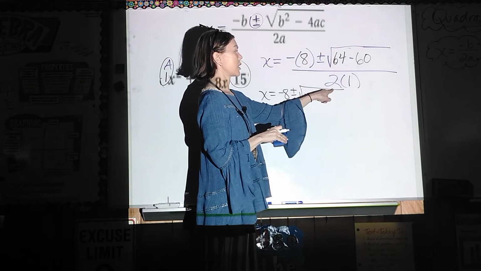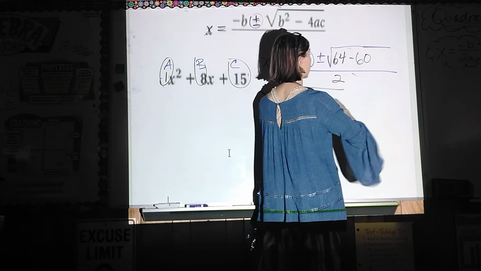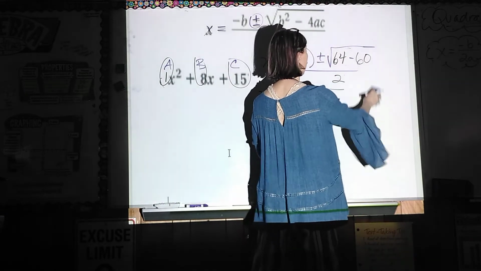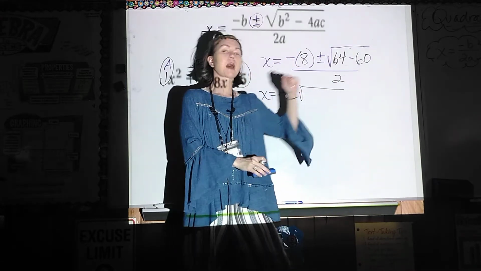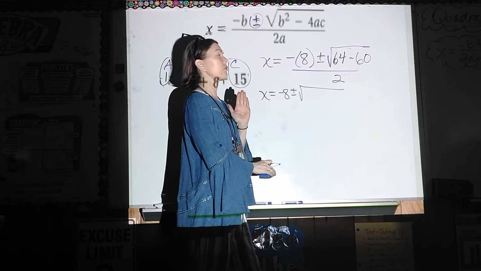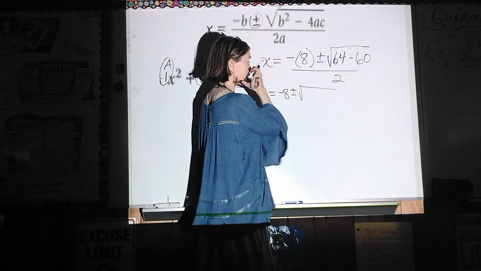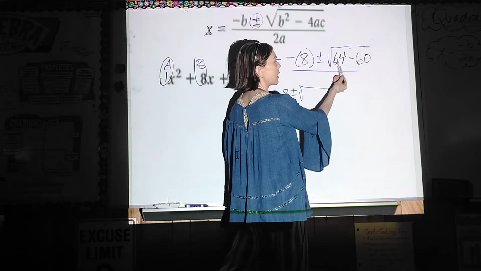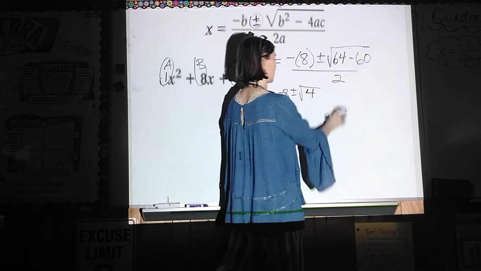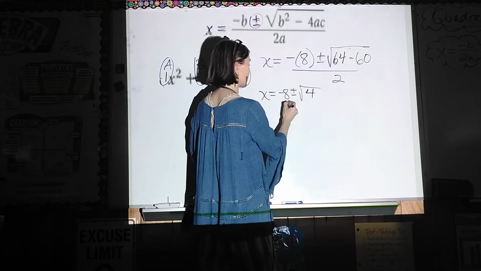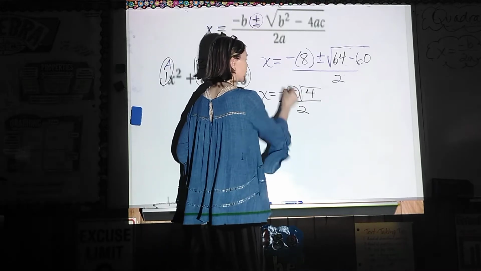Now let's do the denominator here. 2 times 1 is what? 2. Cleaning it up, folks. Do you see how I'm cleaning things up and I'm just doing what? Order of operations. Fabulous. Taking my time. So 64 minus 60 gives me what? 4. And then this is all divided by 2. So here we go. Circle that plus or minus and put the star.